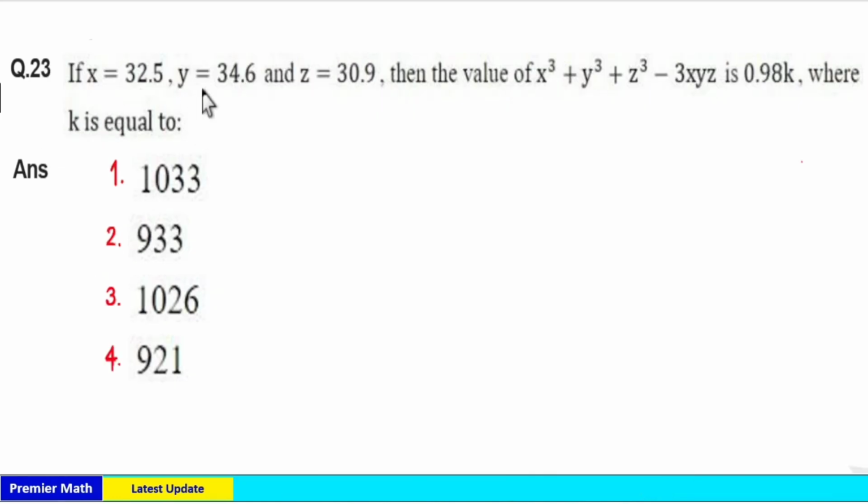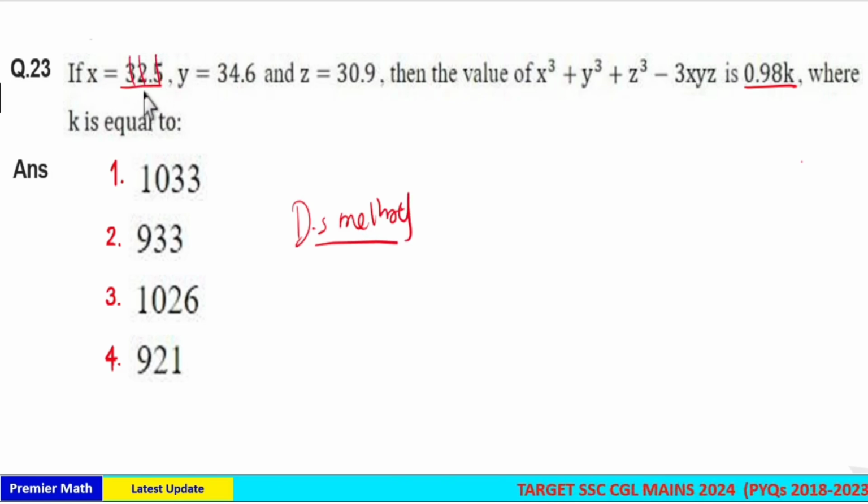Here x, y and z are given. So find the value of k. Using the formula is a difficult task because x is 32.5, y is 34.6 and z is 30.9. So use the digital sum method. Here 5 plus 3, 8, 8 plus 2, 10. So 1 is the digital sum. 6 plus 3, 9 cancel, 4 is the digital sum. Here 9 cancel, 3 is the digital sum.